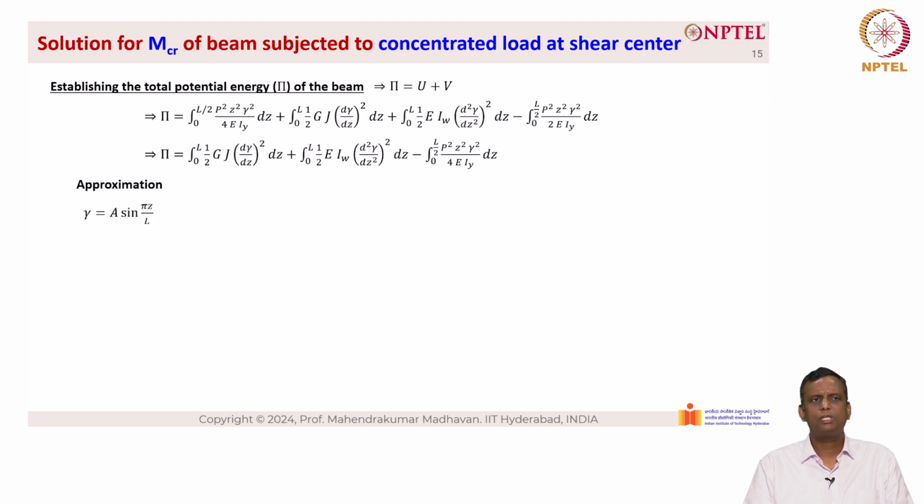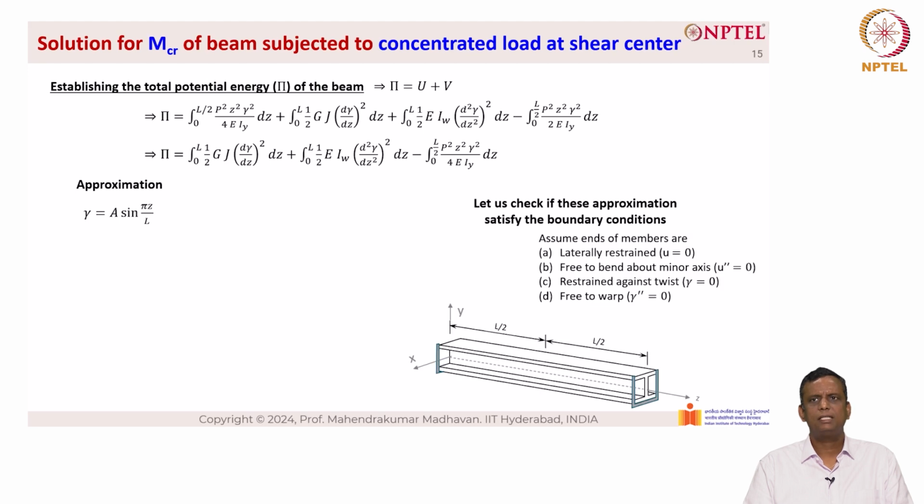So now let us use the approximation gamma equal to A sin pi z by L. So let us check if this approximation satisfies the boundary conditions. Here we have only one constant A, so the two boundary conditions are sufficient. So gamma dash is given as A into pi by L into cos pi z by L. Gamma double dash is given as minus A into pi by L the whole square into sin pi z by L. So we can check the boundary conditions C and D.